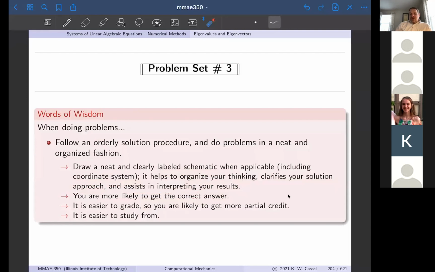Not only that, even if you get the wrong answer, you'll often get more partial credit, not because we're grading you on neatness and organization, but because we can follow your thinking more clearly and we can see what's right and where you've gone wrong. So it's very often the case that with a nice, neat, well-organized solution, I can see more clearly what you're trying to do, and I can see where you've gone wrong, and I can give you more partial credit based on that. This is one that is very much underappreciated.